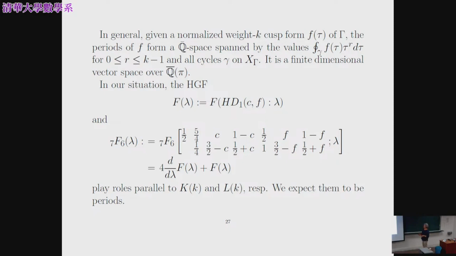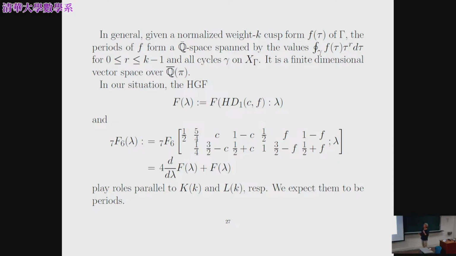It turns out that the 7F6 at lambda is the 6F5 value at lambda plus its derivative times 4. So this is very similar to the relationship we saw in the periods for elliptic curves.